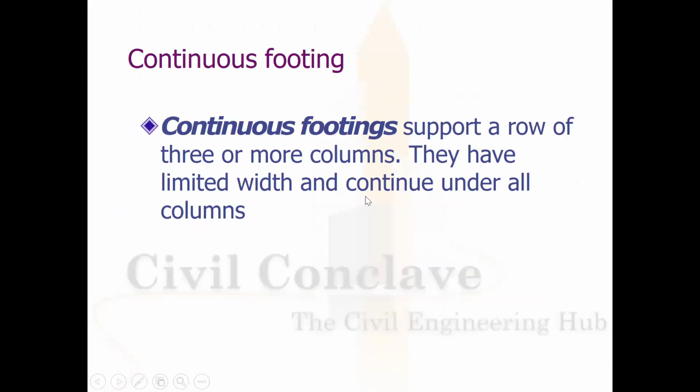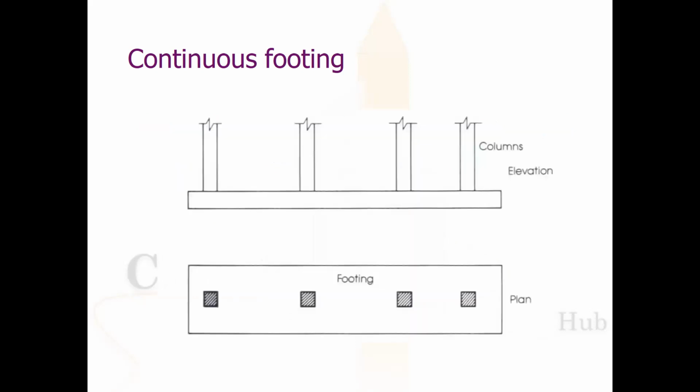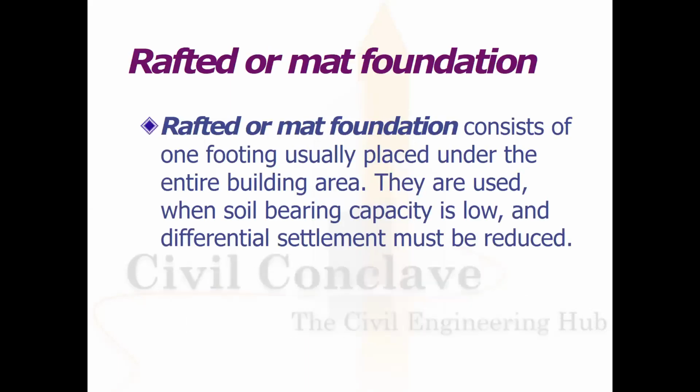Continuous footing. Continuous footings support a row of three or more columns. They have limited width and continue under all columns. Here you can see the plan of the continuous footing and the elevation of the continuous footing.